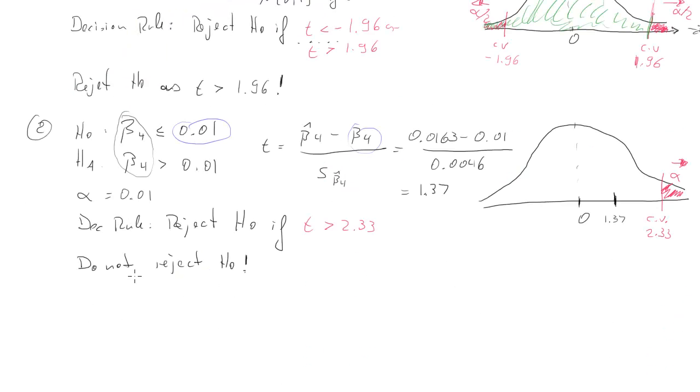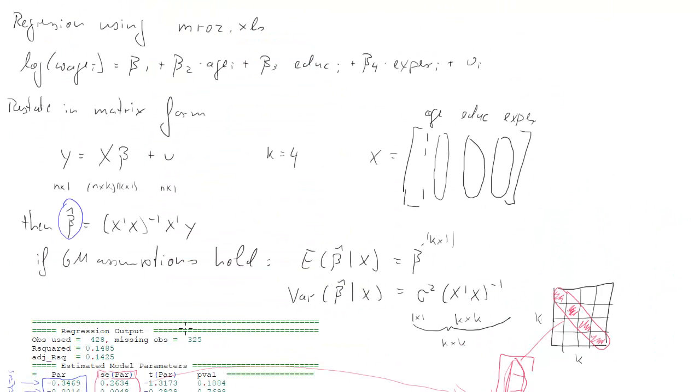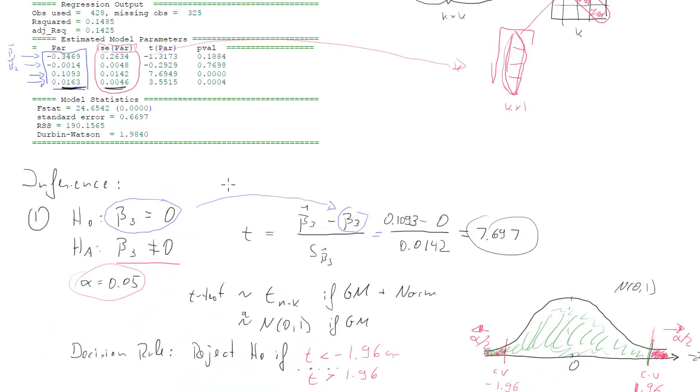So lastly, the third test we're going to do is a multiple hypothesis, and here the hypothesis is that beta 3 and beta 4 are equal to 0. What does that mean? Let's go back to our model. That implies that both education and experience are insignificant.